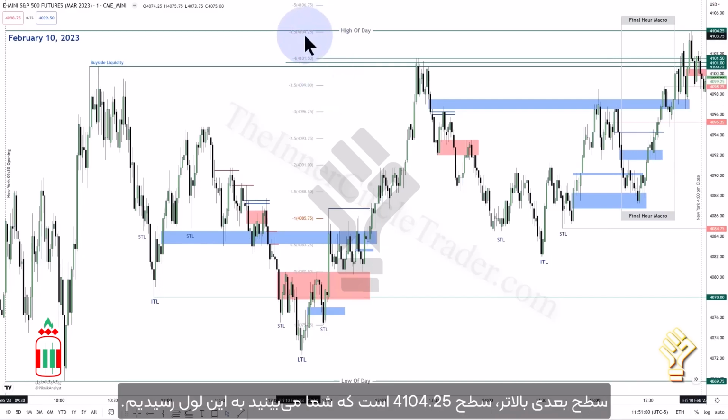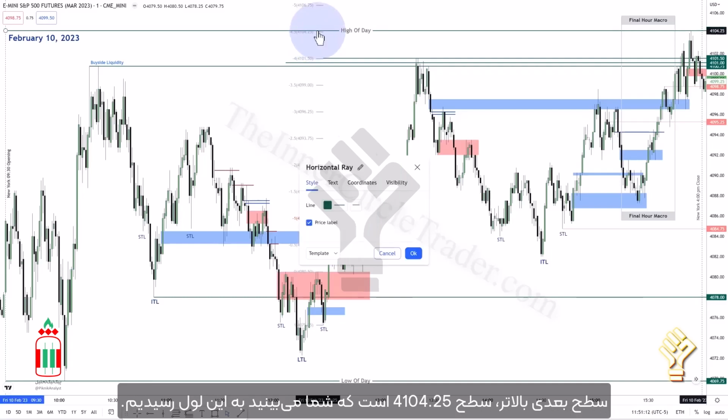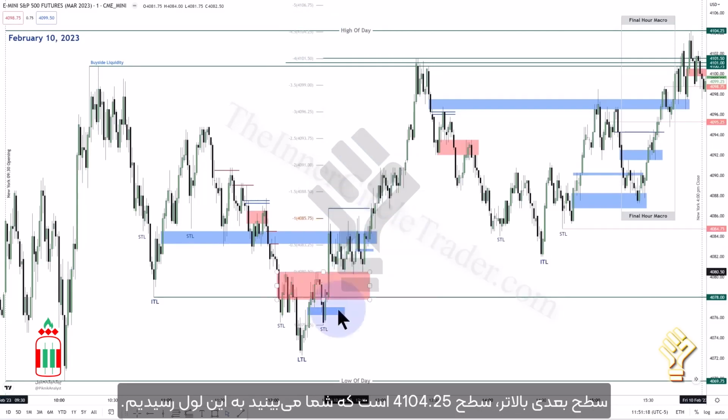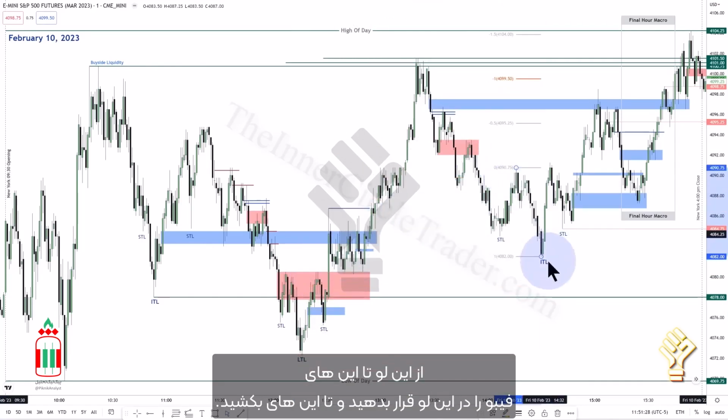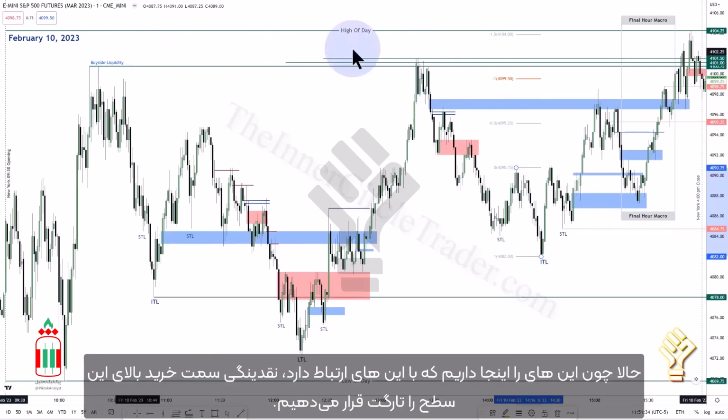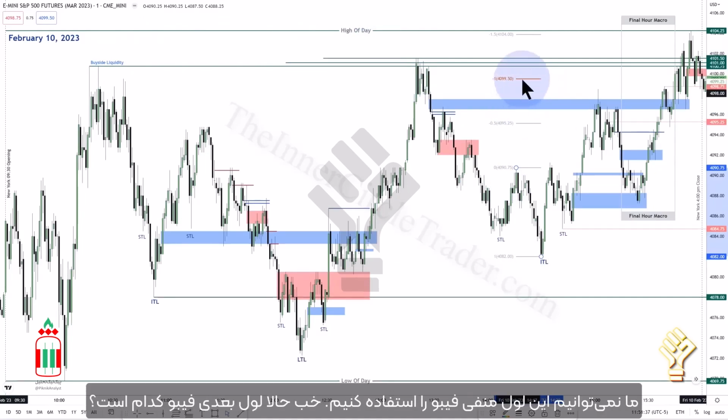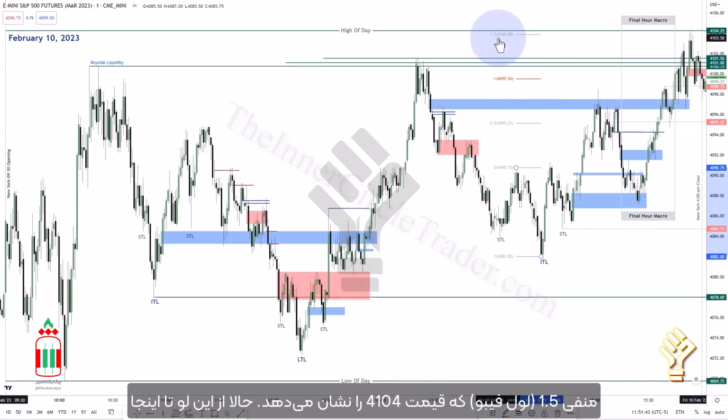The next one up is 4104.25. Let me take this off. 4104.25. So you can see we're at 4104.25. This low here to this high, you would anchor it from low, drag it up here. Now because we have this high, which is relative to this high, buy side is what we're targeting above that. We can't use the -1 level. So the next one is what? -1.5. So 4104 even.